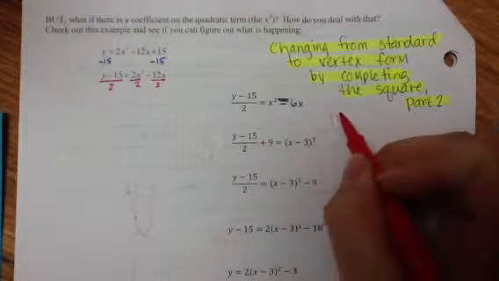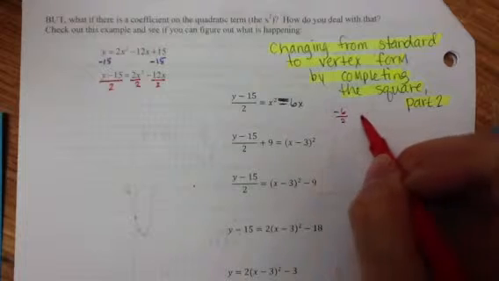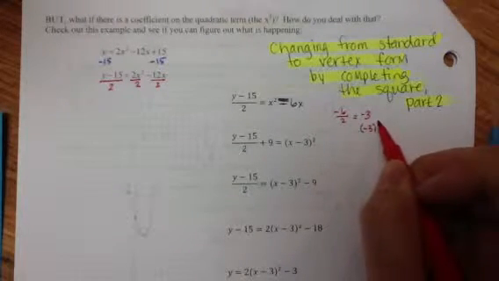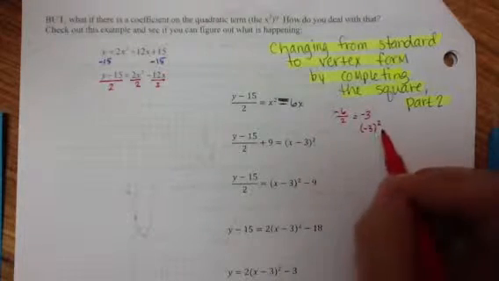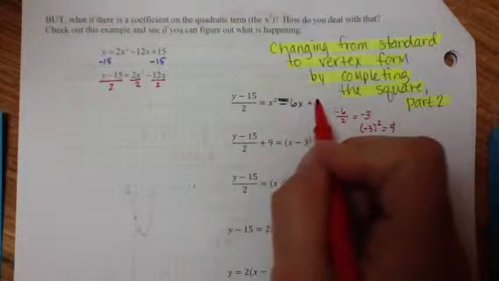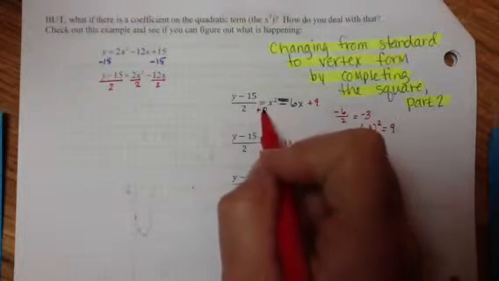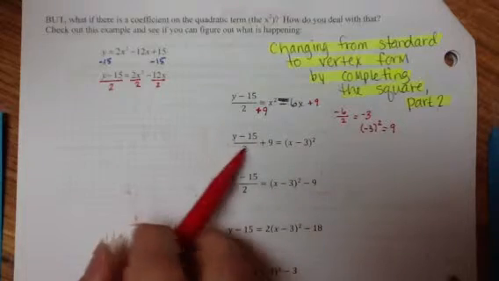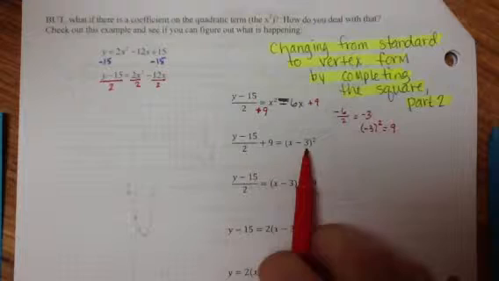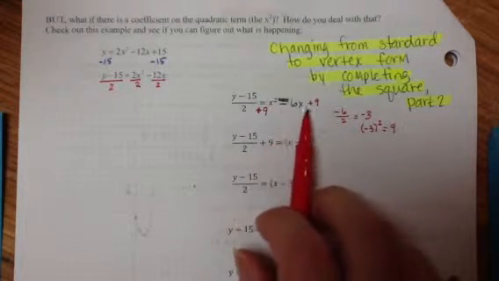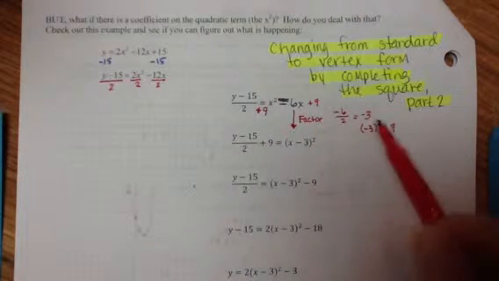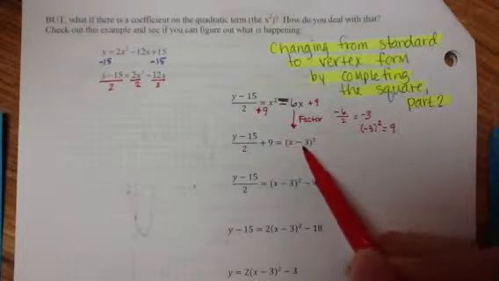So we'll take b, which is negative 6, divide by 2, so we get negative 3, and then we'll square negative 3, and that gives us 9. So we're going to be adding 9 to both sides. So we have plus 9 over here and plus 9 on the left side. That's how we got down to this step. y minus 15 all divided by 2 plus 9 equals, and then we go ahead and factor this right side using our negative 3, so x minus 3 squared.